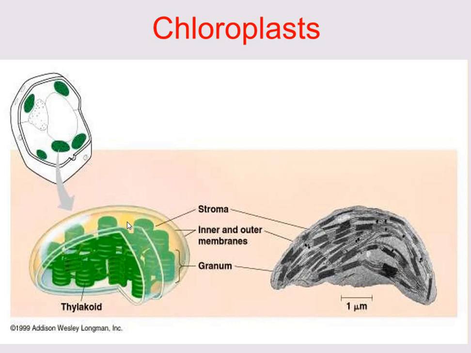Here you can see the stroma. This is the cytoplasmic part inside. These are the thylakoids, which are like stacks of coins arranged one on top of another. The outer membrane, the inner membrane. And this is your granum. So this is the internal structure of the chloroplast. So we have talked today about two organelles, that is your mitochondria and plastid. Thank you.